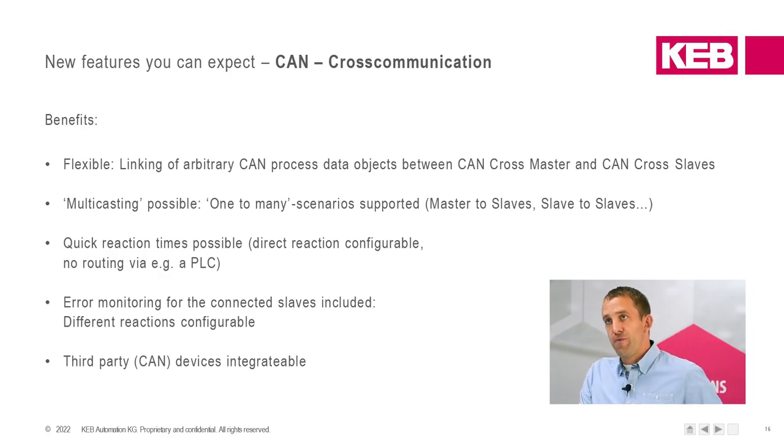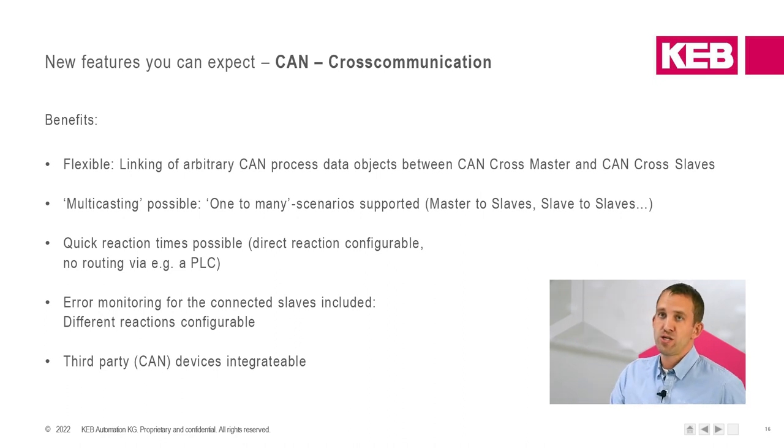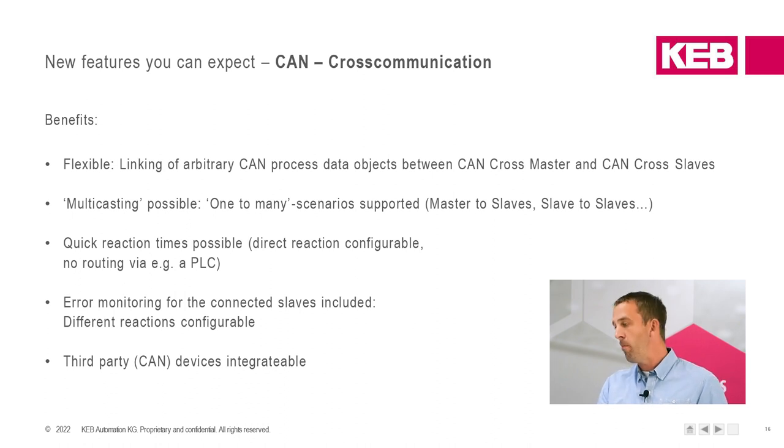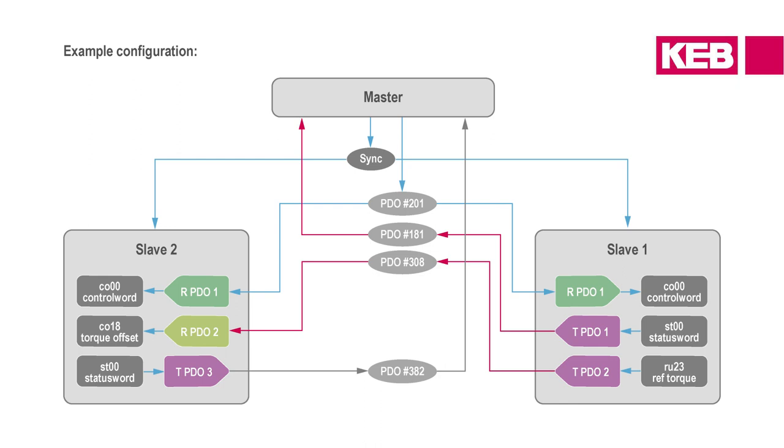The benefit of our idea for the CAN cross-communication is a high level of flexibility. It is a freely configurable communication layer, so including multicasting scenarios where one communication partner is talking to more than one slave device, can be master to slaves, can also be slave to slaves, with the whole variation of communication objects that were made available.